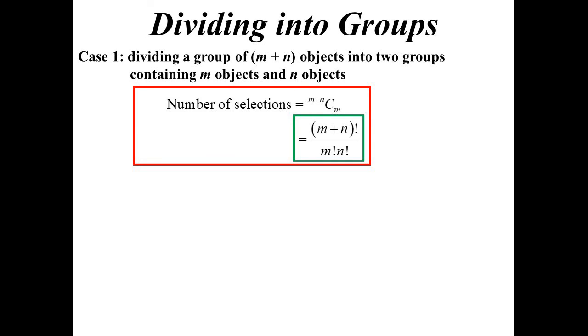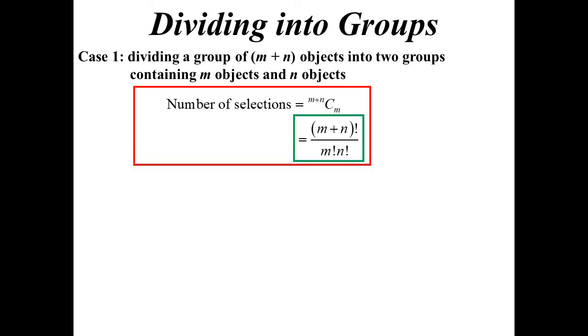In factorial notation, it's (m plus n) factorial over m factorial n factorial, which is quite interesting when you look at it. Because on the top, we've got the total number of ways of arranging m plus n, over the number of ways of arranging the group of m, and the group of n. There's another way of thinking about it.